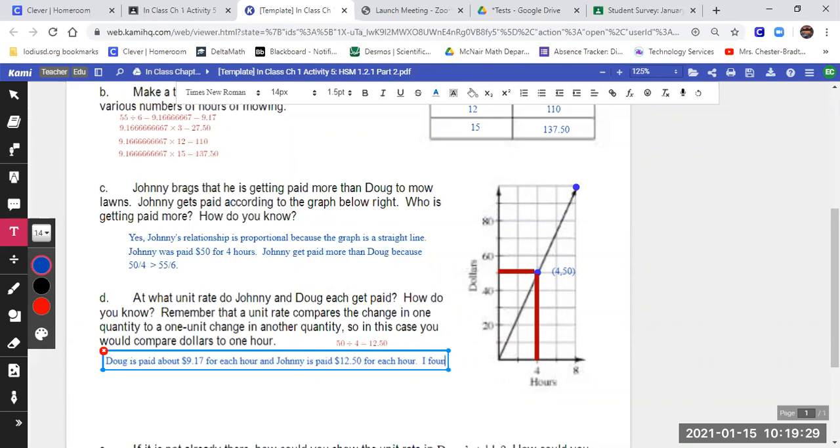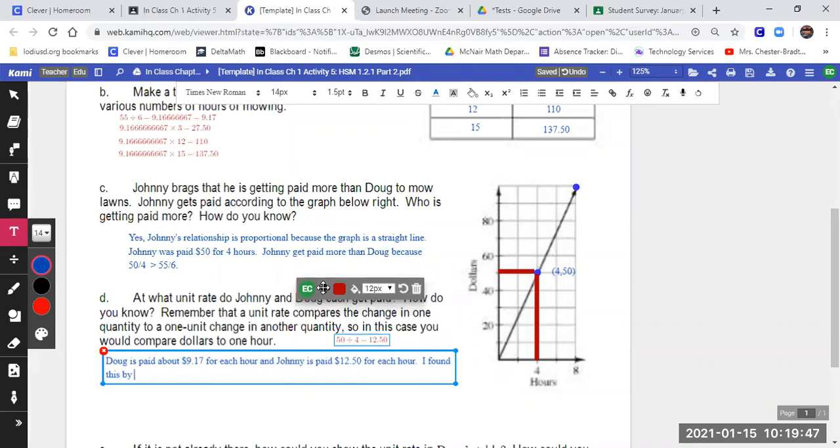I found this. What did we do? What math did we just do? What math did we just do in our equation box? Division. I found this by dividing the money by the hours. Because it says, how do you know? Okay.